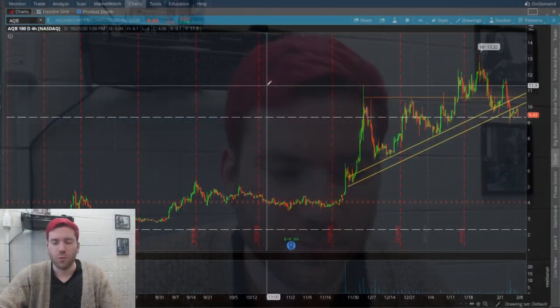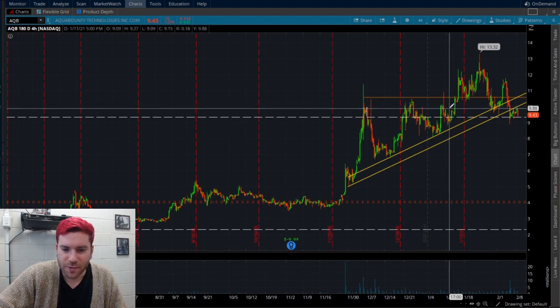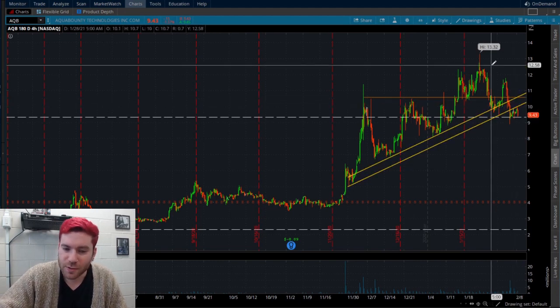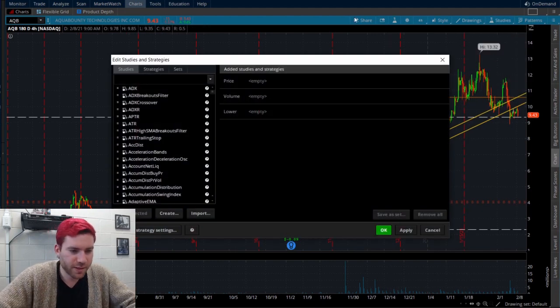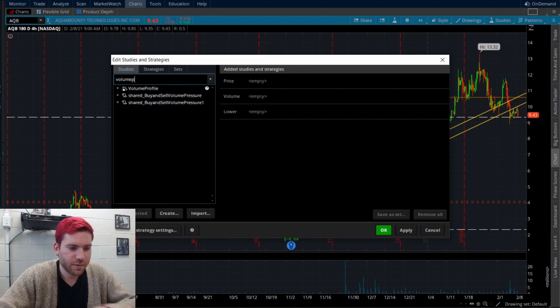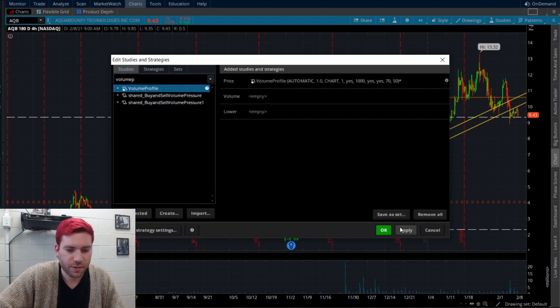Let's check one more. We played AQB quite a few times. Right now it's broken our trend line, so again, that needs to be reset. We'll see what it does, but we have our volume profile down here. We're going to go to studies. Again, we've been playing this for weeks now. Volume profile, put it on there. Apply, and where is it?